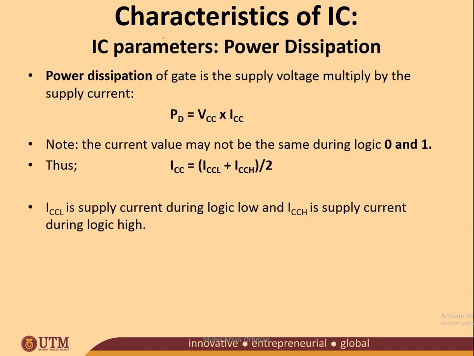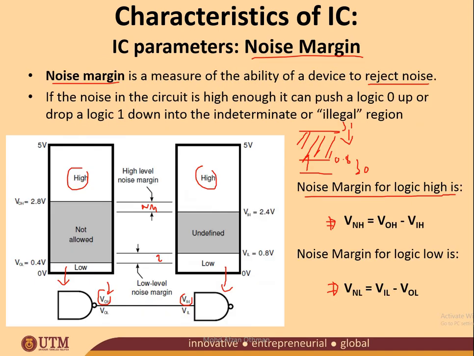The next parameter is the power dissipation. Power dissipates when we apply the supply voltage to make the chip operate. For sure, the chip will dissipate power. Power dissipation is the supply voltage multiplied by the supply current, just like what I showed just now. So VCC times ICC. Remember, which do this VCC and ICC correspond to?